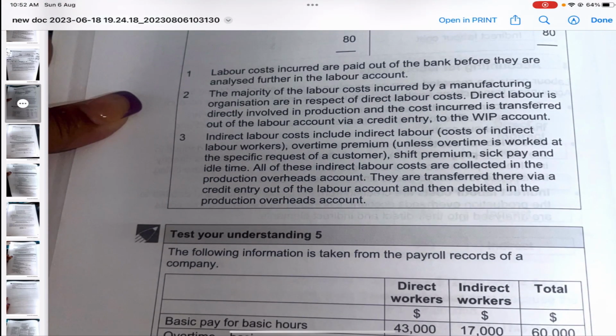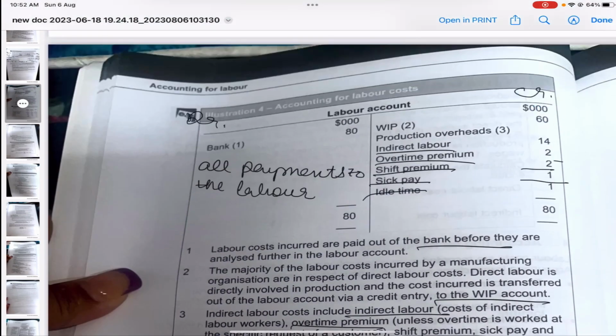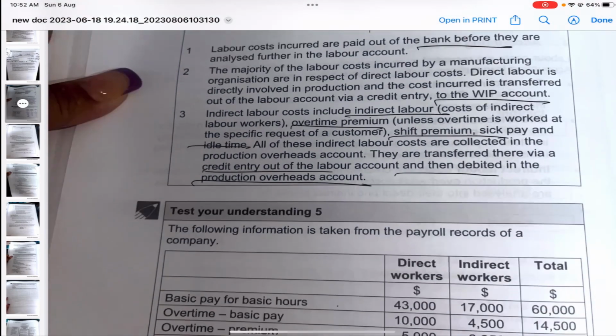Okay, let's read the notes. Labor costs incurred are paid out of the bank before they are analyzed further in the labor account. The majority of the labor costs incurred by a manufacturing organization are in respect of direct labor costs. Direct labor is directly involved in production and the cost incurred is transferred to the WIP account. Indirect labor costs include indirect labor, overtime premium, shift premium, sick pay, and idle time. All of these indirect labor costs are collected in the production overheads account. They are transferred there via a credit entry out of the labor account and debited to the production overheads account. So I hope you are clear with this.